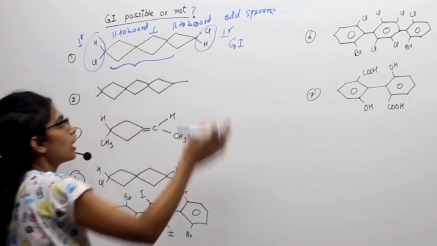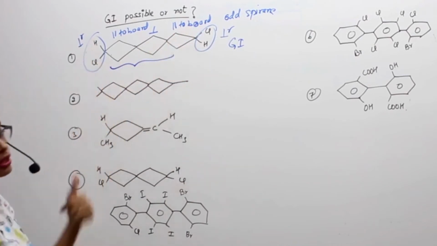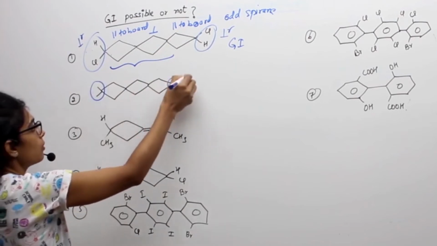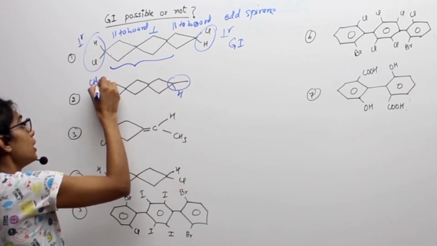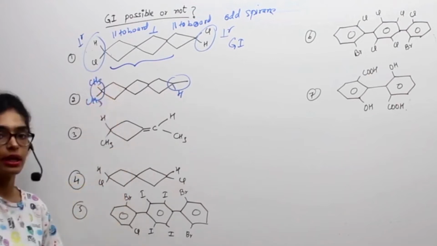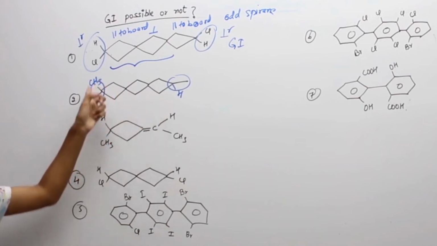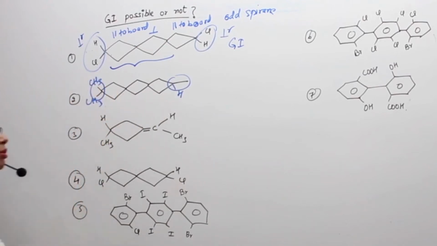You don't even have to go that far; just understand this is an odd spirane, two different groups are attached, so it can show GI. Now look here, this is also an odd spirane. Here you have CH3 and hydrogen attached, but there you have CH3 and CH3 attached. Two same groups are attached over here, and hence, though it could show GI if there were two different groups, it cannot, because now two same groups are attached, so no GI.